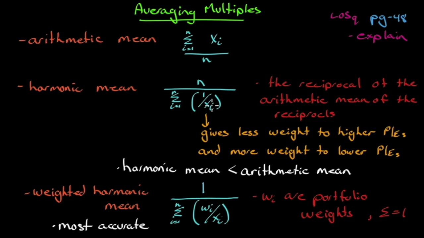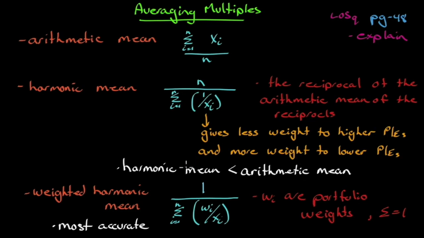Why is it selling for 1 times earnings? All I got to do is buy it, wait a year, I'm good. So it's not that on the downside it's too much of a problem. On the upside it is. So it gives less weight to higher PEs and more weight to lower PEs. The harmonic mean will always be less than the arithmetic mean.